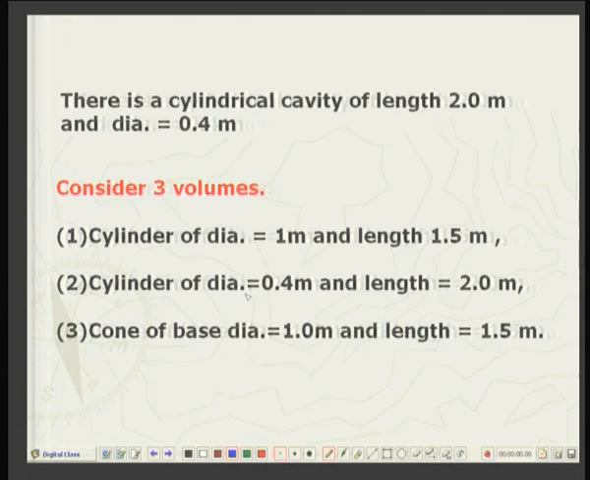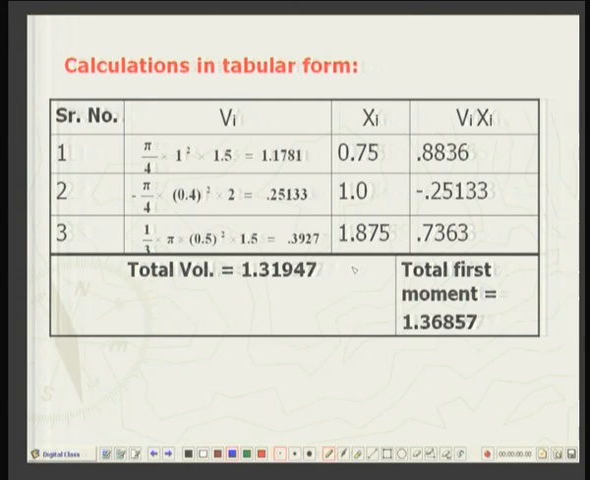Well, consider 3 volumes: a cylinder of diameter 1 meter and length so much, a cylinder of diameter this, so this is the negative volume, and the cone of base and length. Calculations again are very easy to do in tabular form instead of otherwise. So, 3 volumes: 1 is the cylinder, 2 is the cavity, and 3 is the cone.